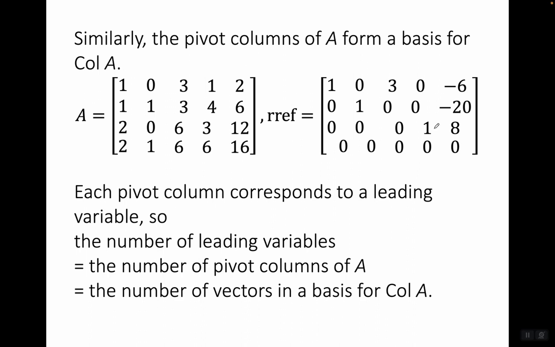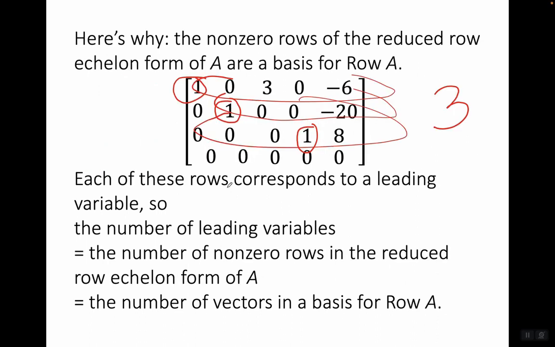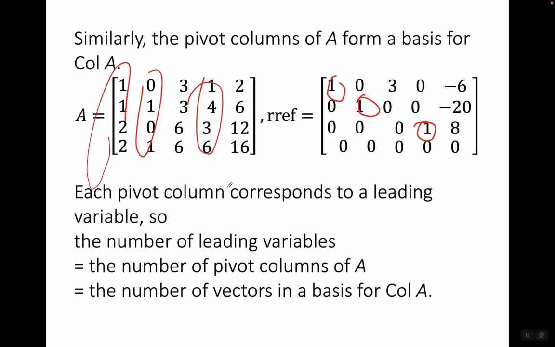Similarly, the pivot columns of A form a basis for the column space of A. This is A. So we know these are the leading ones, and they correspond to pivot columns. So that means we've got 3 pivot columns. That's going to be a basis for the column space of A. Each pivot column corresponds to a leading variable. So the number of leading variables, namely 3, equals the number of pivot columns of A, equals the number of vectors in a basis for the column space of A. So notice the number of leading variables equals the number of vectors in a basis for the row space of A, and it also equals the number of vectors in a basis for the column space of A.